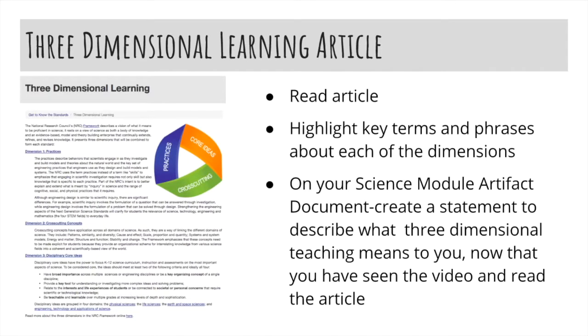Now that you are able to see the shift in science education and we're able to see teachers engaged in three-dimensional learning, we're going to look at each dimension a little closer by reading through the NGSS Three-Dimensional Learning article. As you read the article, highlight key terms and phrases about each of the dimensions. On your science module artifact document, create a statement to describe what three-dimensional teaching means to you now that you have seen the video and read the article.